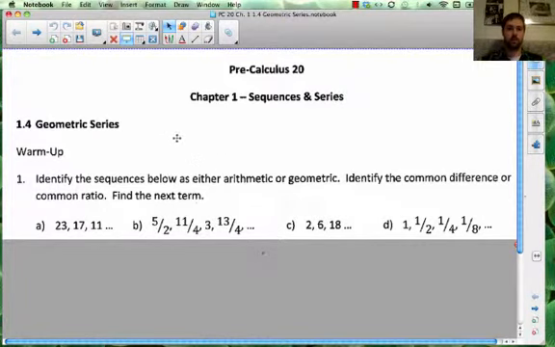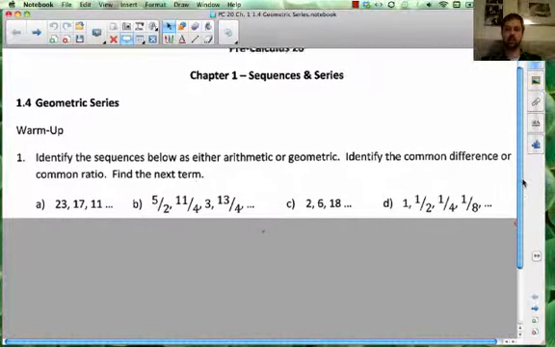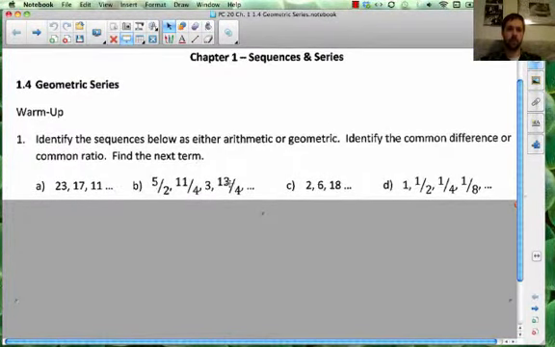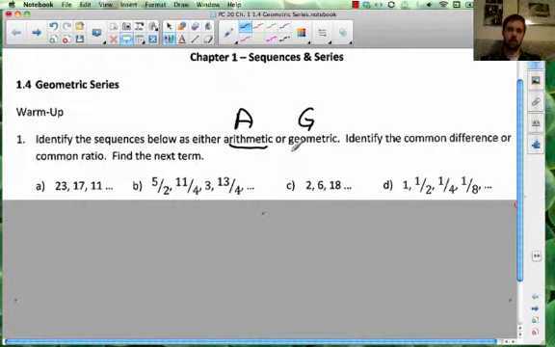Welcome to section 1.4 of Pre-Calculus 20. So here's a little warm-up for you. I just want you to take a look at these four sequences here, and I want you to determine if they are A, arithmetic, or if they are, I guess, G, geometric.